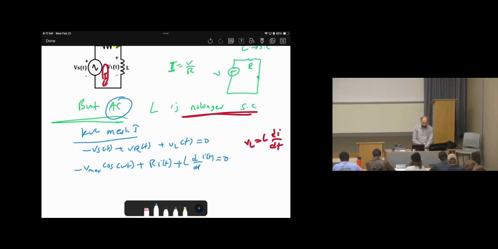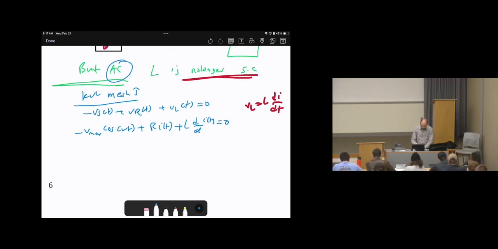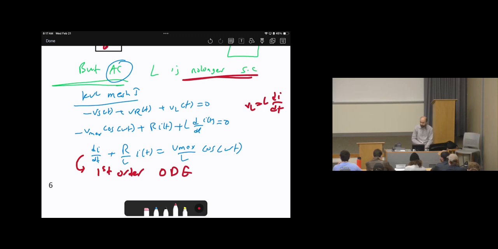So what shall we do? We can put here L di/dt plus R, and let me divide by L. So it will be di/dt plus R over L times i(t), and I'm going to move the source to the other side: V max divided by L cosine omega t. Now, this equation is a first order ordinary differential equation.